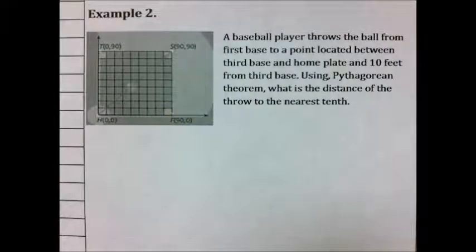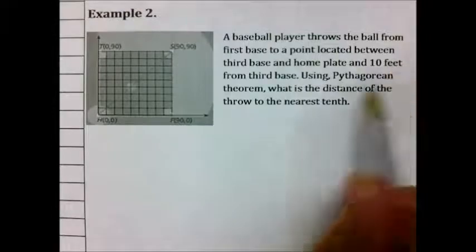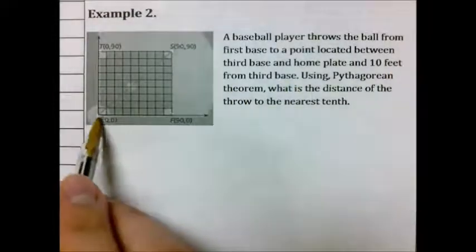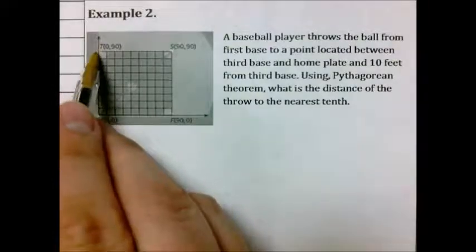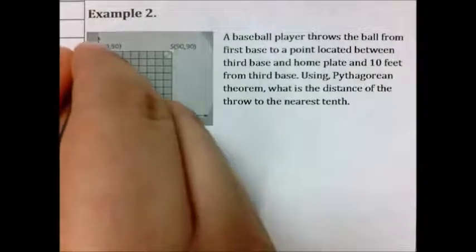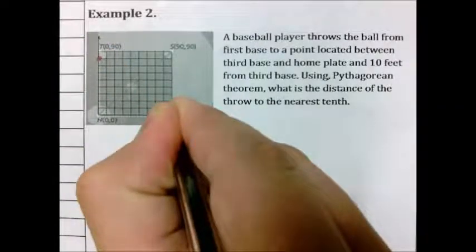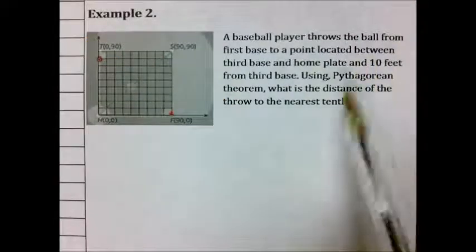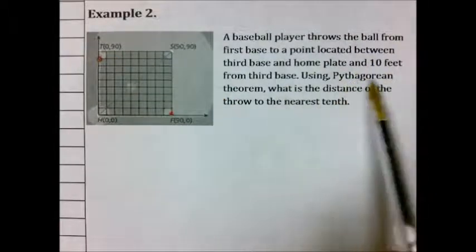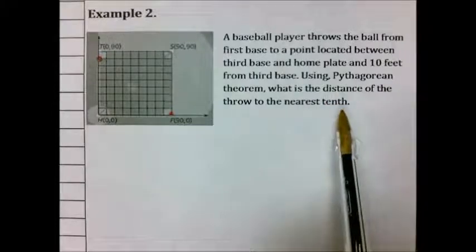All right, example 2 says a baseball player throws the ball from first base, this is first base right over here, to a point located between third base and home plate, and it was 10 feet from third base. So we're looking at some point in between here, and it was 10 feet. And if we count out all the little dots here, we'll see that this is the point of the throw. It went from this point all the way over to this point right here. Using Pythagorean theorem, what is the distance of the throw to the nearest tenth?